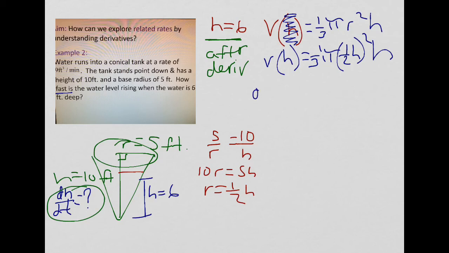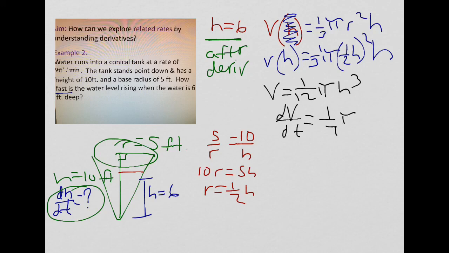So dv over dt is going to be 1/12 pi. Actually, let me write the function first. That's V equals 1/12 pi h cubed. So when we find dv over dt, we get 1/4 pi h squared dh over dt. Now, at this point, we'll take into account the whole 9 cubic feet per minute. This is your dv over dt.